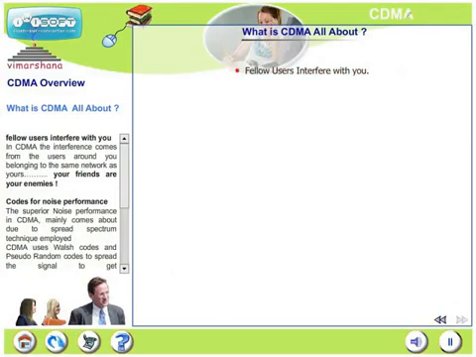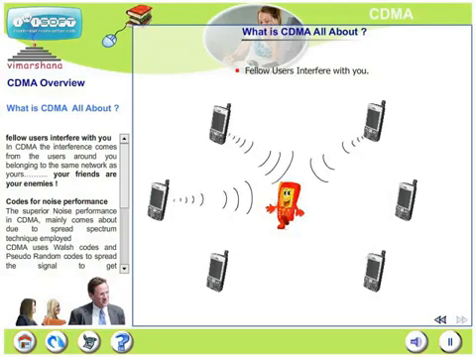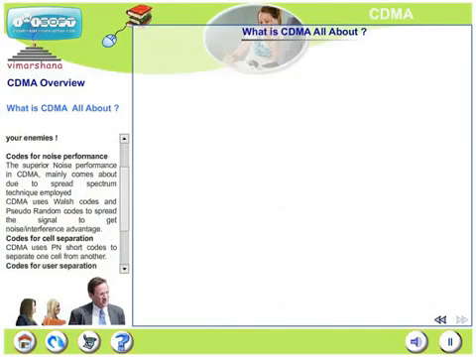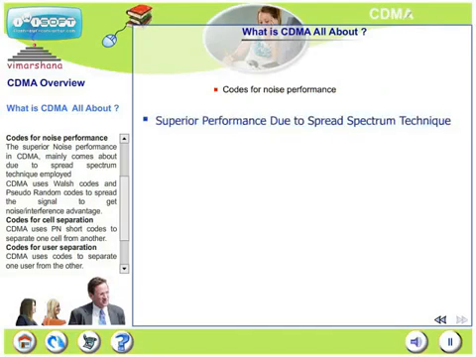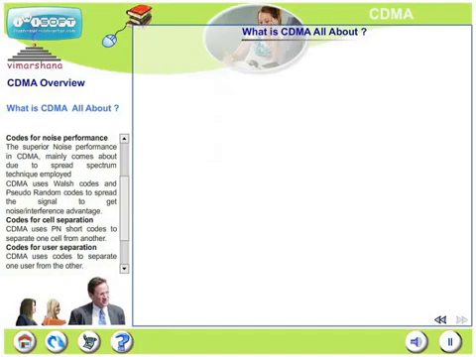The second property, fellow users interfere with you. In CDMA, the interference comes from the users around you, most probably belonging to the same cell or same network as yours. In other words, your friends or your enemies. The third property, codes for noise performance. The superior noise performance in CDMA mainly comes about due to the spread spectrum technique employed in CDMA. CDMA uses Walsh codes and pseudorandom codes to spread the signal to get this noise interference advantage.